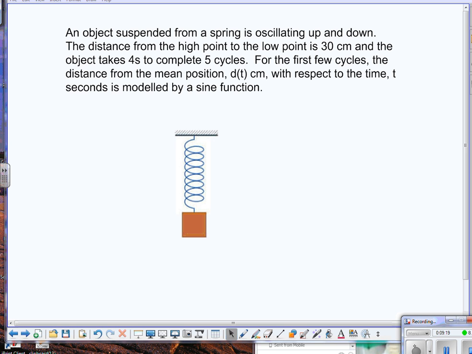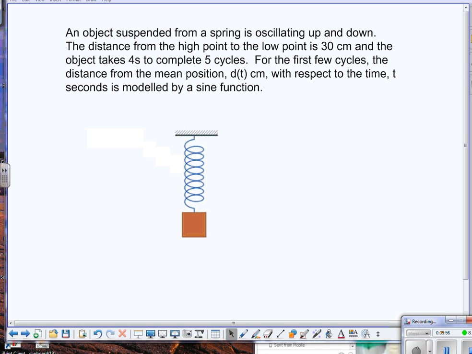The second one is about an oscillating spring, up and down, up and down. An object suspended from a spring is oscillating up and down. The distance from the high point to the low point is 30 centimeters, and the object takes 4 seconds to complete 5 cycles. For the first few cycles, the distance from the mean position, d of t centimeters, with respect to the time t seconds, is modeled by a sine function. After the first few cycles, perhaps it would slow down and not be the same equation as it is at the beginning. So let's graph that model first before we try and determine the equation.